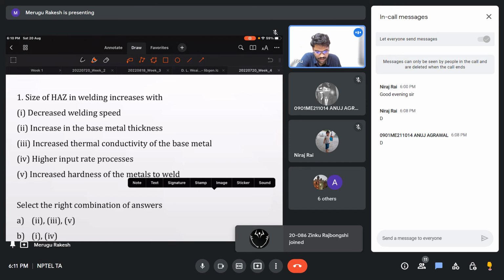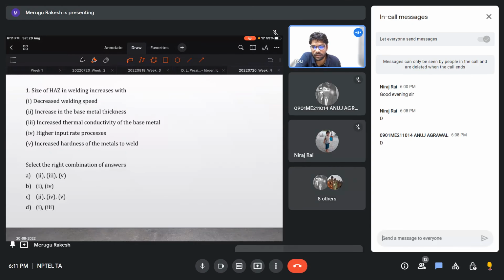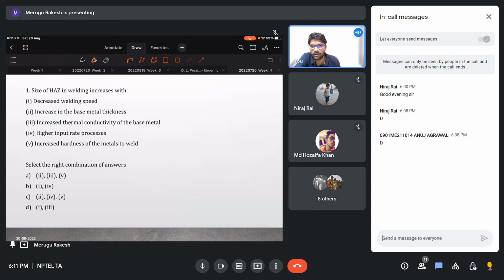These types of questions will be easy if you strike off the unnecessary ones. So if you decrease welding speed, you are staying at the same spot for a longer time. So there is a chance of getting more input to the workpiece. We have not been told what heat input we are giving, but in general, if the welding speed is decreased compared to fast welding speed, we can get more heat input, so a larger heat affected zone will form. So that is the correct option.